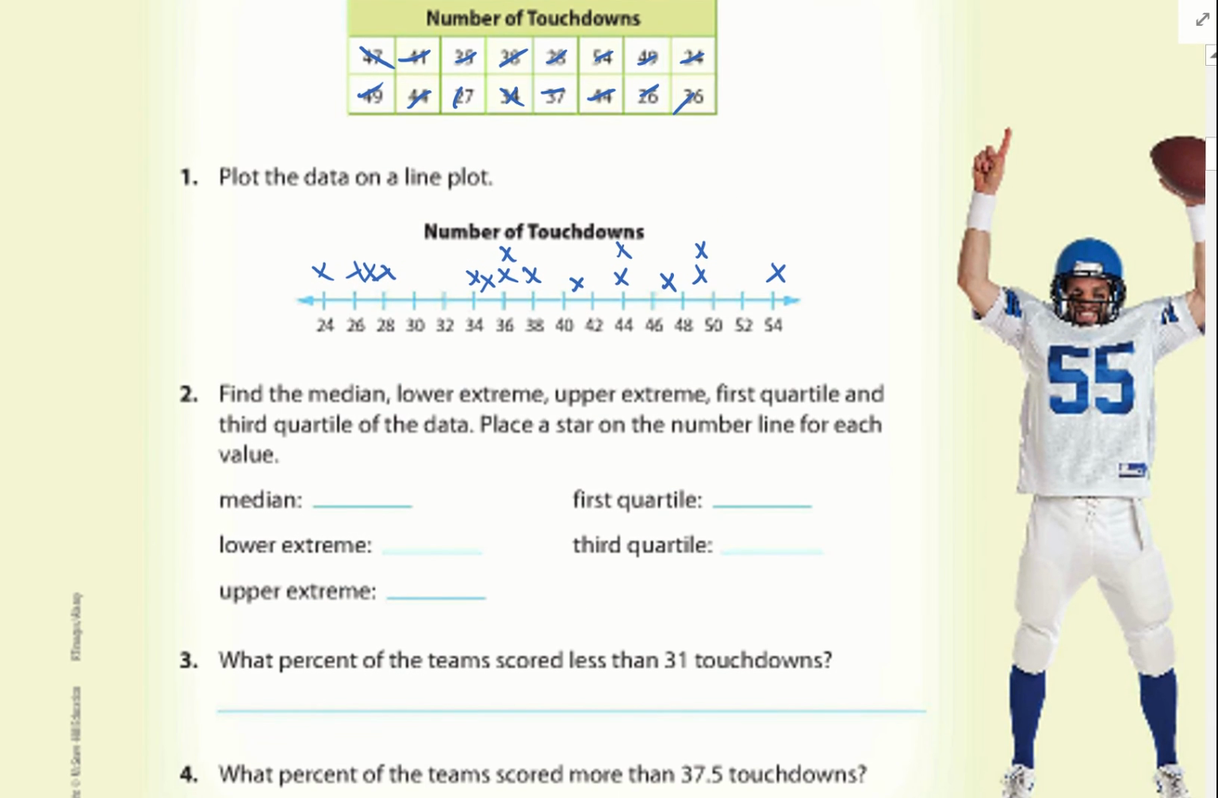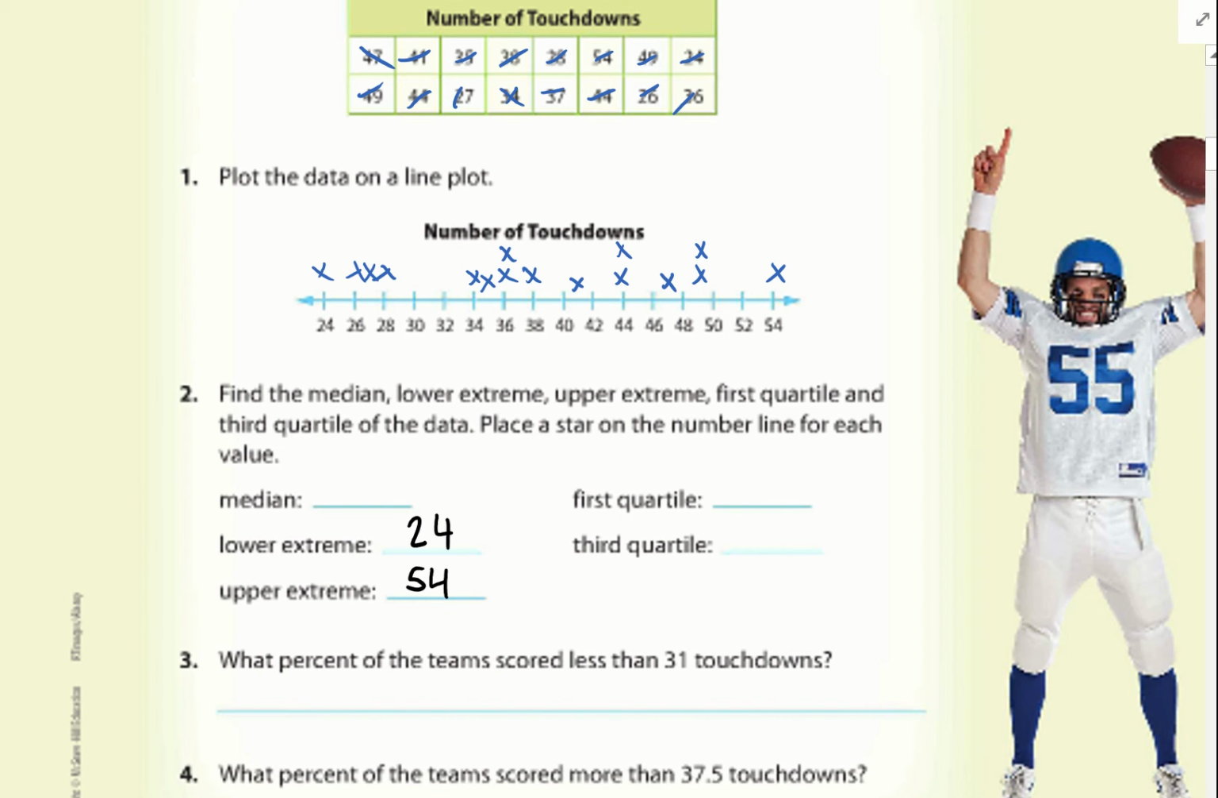Alright, so first, I need to find the median, lower extreme, first quartile, third quartile, and upper extreme. Well, I can tell you right now, the lower and upper extremes are my lowest and highest values that are not outliers. So in this case, my lower extreme is going to be 24, because that's my lowest value that is not an outlier. My upper extreme is going to be 54, and that is also not an outlier.